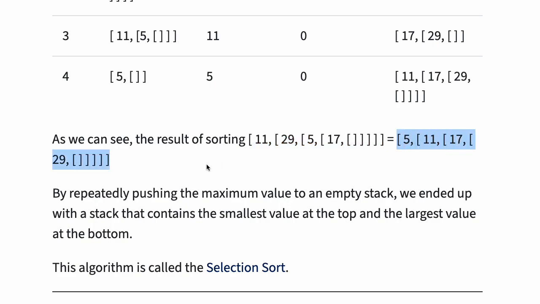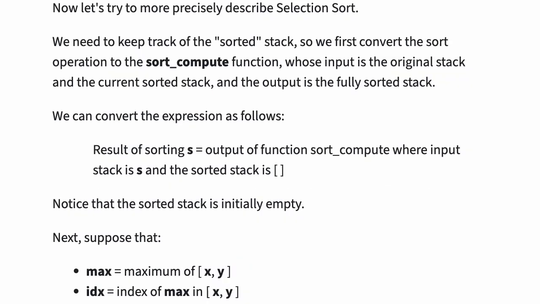11, 17, 29. By repeatedly pushing the maximum value to an empty stack, we ended up with a stack that contains the smallest value at the top and the largest value at the bottom. This algorithm is called a selection sort. Now let's try to more precisely describe selection sort.